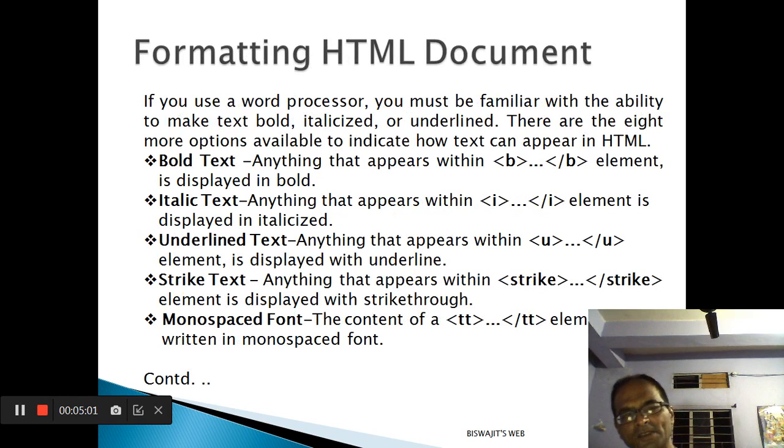Next, formatting HTML documents. As we all know, we can format a Word document. Hope all of you have done MS Word. That's why you are coming for HTML. If you want to make a text bold, you have to write the text within the B and the slash B tags. Similarly, if you want to make a text italic, you have to use the I tag. Similarly, for underline, you have to use the U tag. For strike, you have to use the strike tag. For monospaced, you have to take the TT tag.